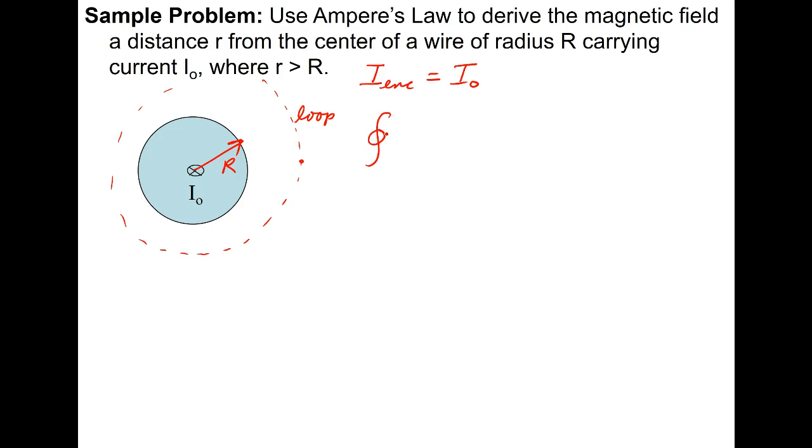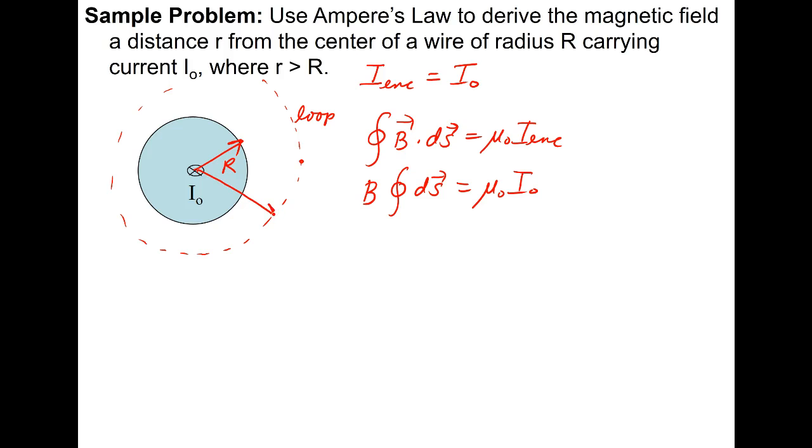So Ampere's law says that the integral of B dot ds is equal to mu naught I enclosed. So B times the integral of ds is equal to mu naught I naught. And if we're talking about a loop that has a radius of little r, then the integral of ds simply turns into 2 pi r. And this is why what we introduced last lecture is true, that the magnetic field of a current carrying wire is simply mu naught I over 2 pi r.